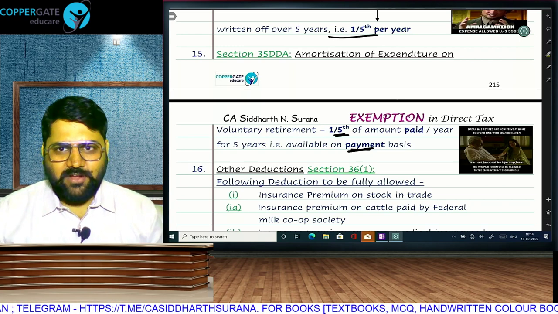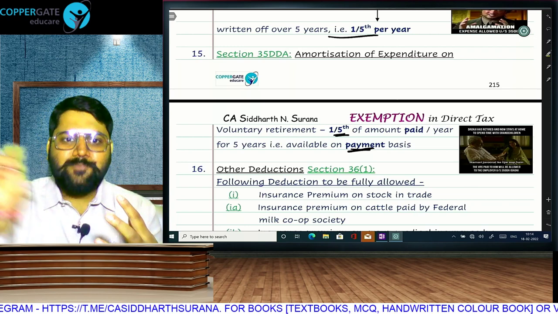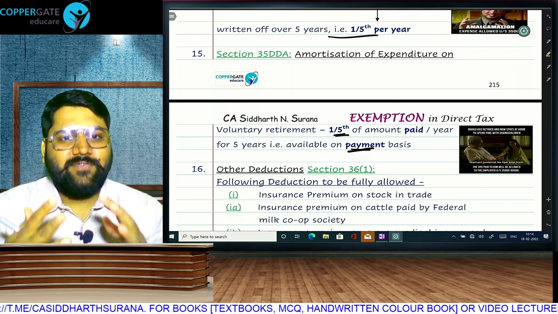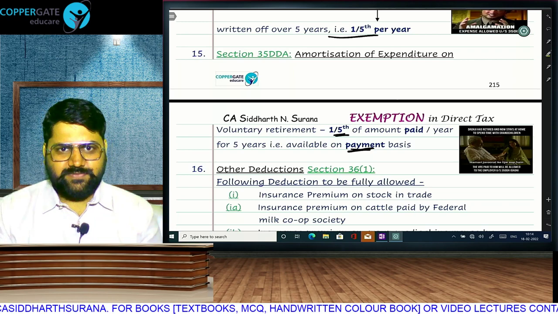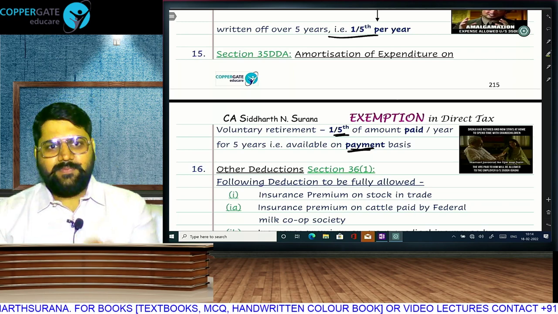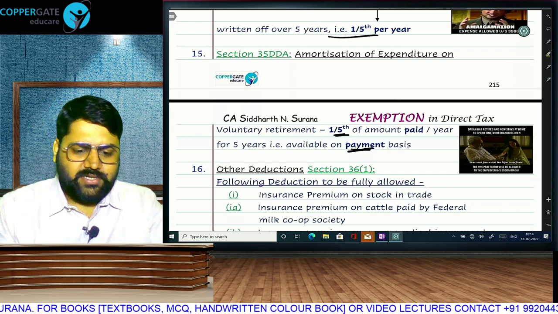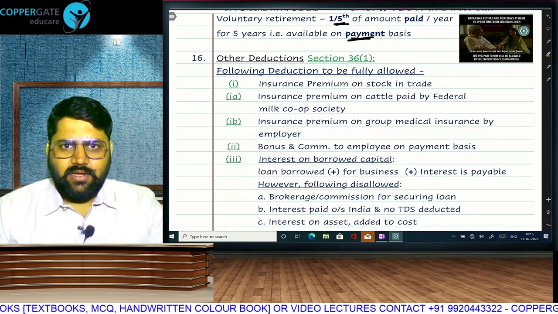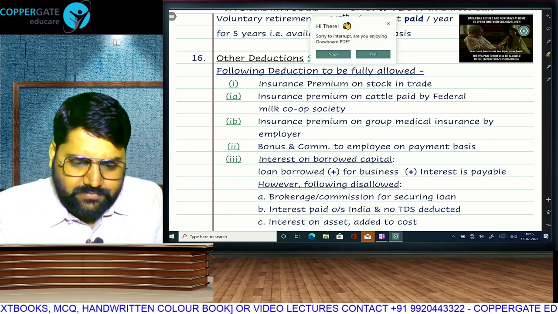So 40,000 ka 1/5 is going on, because that will be for 5 years, plus 60,000 ka 1/5 also will start here. Whenever you make payment, your 5 years will start. Every payment 1/5 for 5 years. That is how it is going to work. Section 36(1) is 1-1 line deduction. You can read if time permits, or quickly I will.